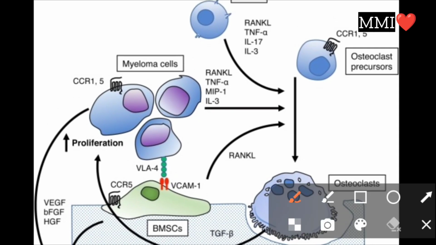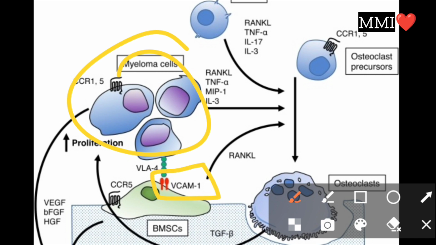So here is the diagram. You can see these are the myeloma cells. These myeloma cells bind to the VCAM, vascular cell adhesion molecule, on the BMSC, that is the bone marrow stromal cell. So these myeloma cells have affinity towards the bone marrow stromal cells. These bone marrow stromal cells produce interleukin 6. The interleukin 6 gives superpowers to these myeloma cells.